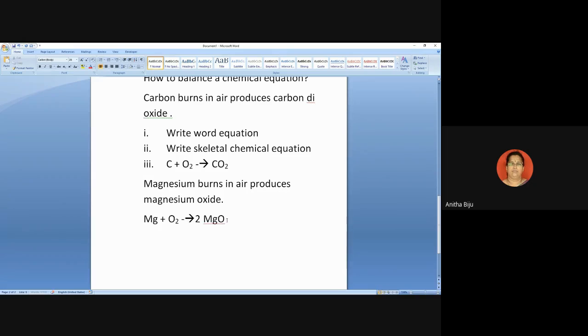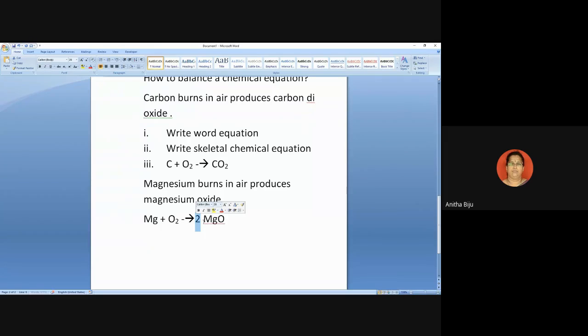Now one problem is resolved. Which problem? The number of oxygen atoms on the left side and right side of the arrow are the same. Now a second problem arises. What is that? The number of magnesium atoms is not balanced. On the right side, see the number. This particular number is for both the elements, magnesium and oxygen.